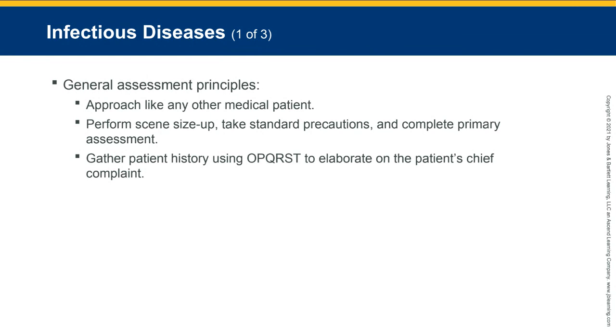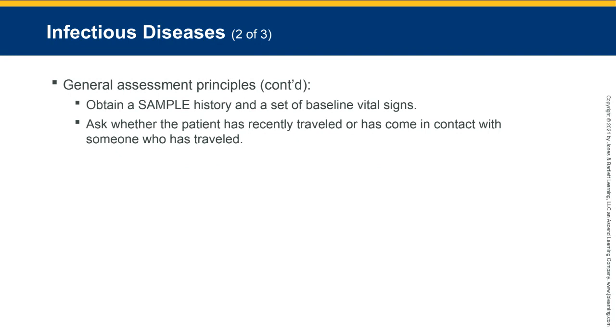So general assessment principles for infectious diseases. Approach like any other medical patient. Perform a scene size up, take standard precautions, and complete primary assessment. Gather the patient history using OPQRST to elaborate on the patient's chief complaint. General assessment principles continued. Obtain a SAMPLE history and a set of baseline vital signs. Ask whether the patient has recently traveled or has come in contact with someone who has traveled.